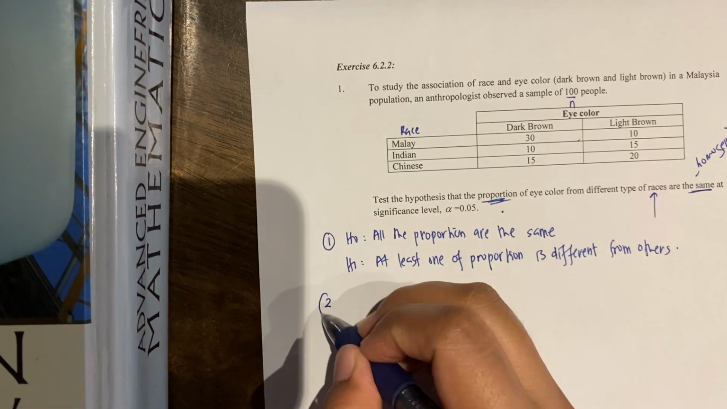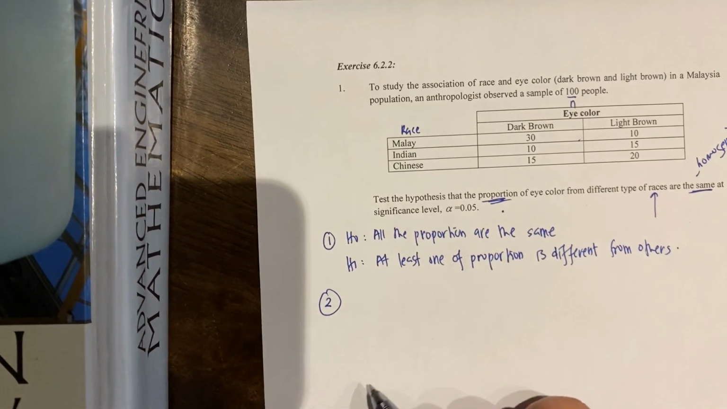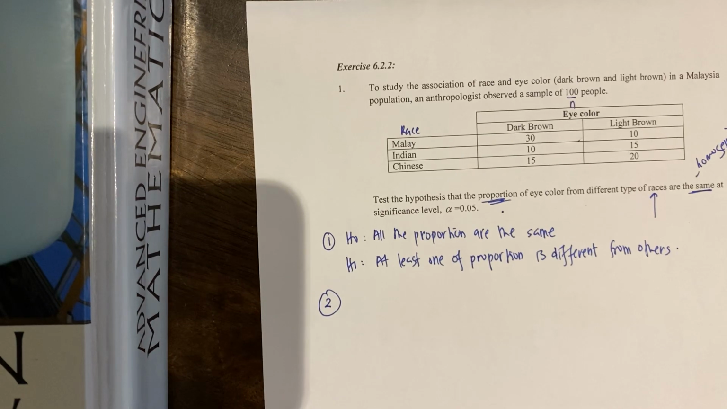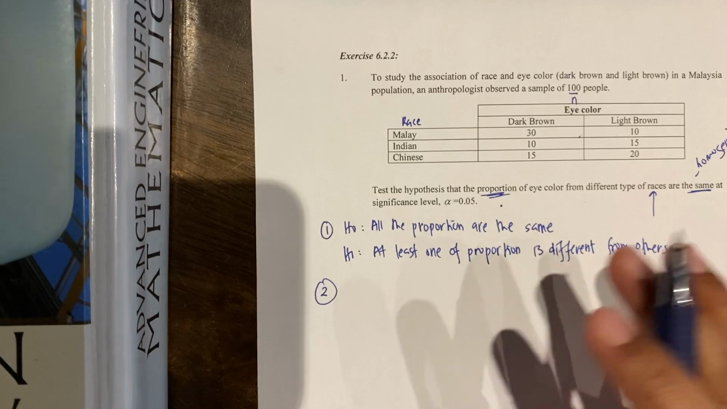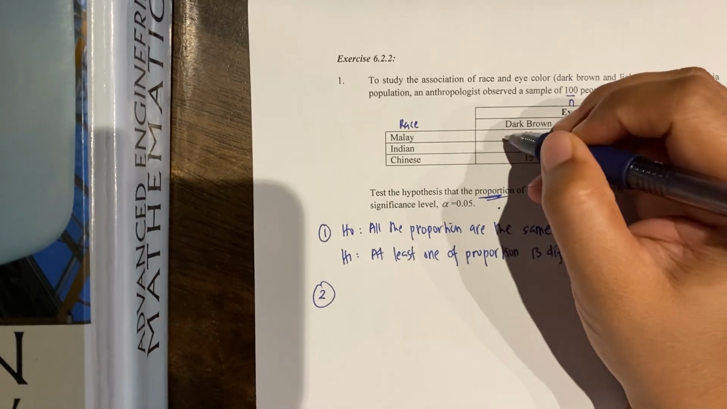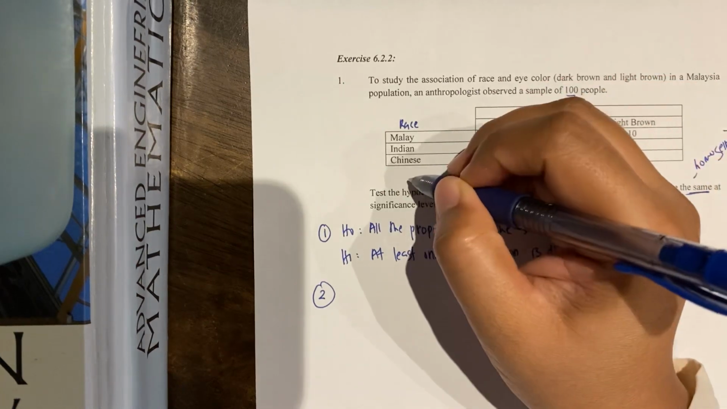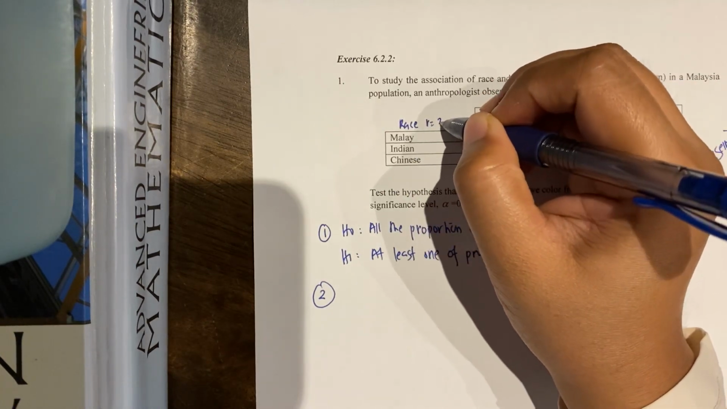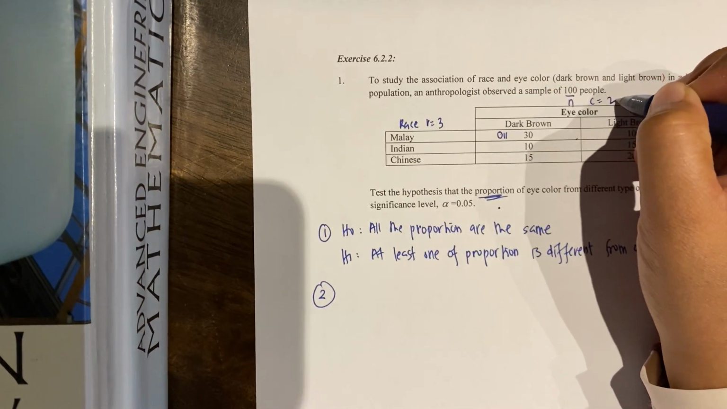So step 2 is similar to the independence test. Step 2 is to calculate the chi-square test statistic. But before that we have to calculate the E. So find the summation value. So this is your O11. So here R equals 3, C equals 2.